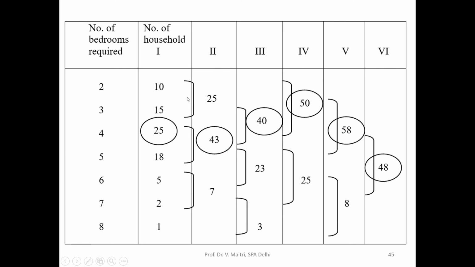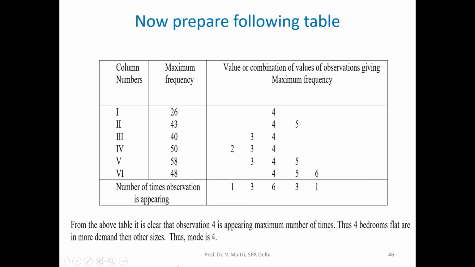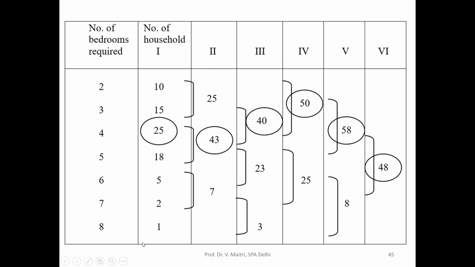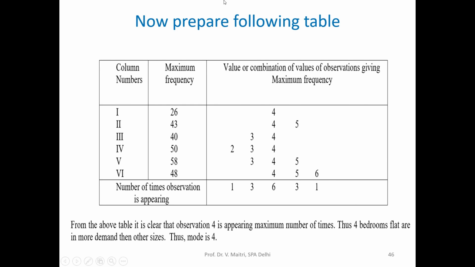In the first column, the highest value is 25. In the second column, the highest is 43. In the third column, the highest is 40. Fourth column, 50. Fifth column, 58. And sixth column, 48. So let's put it in this manner. Sorry, in the first column it is 25; by mistake I said 23.